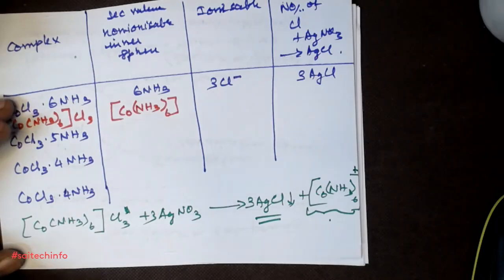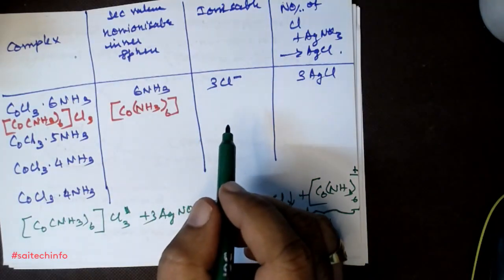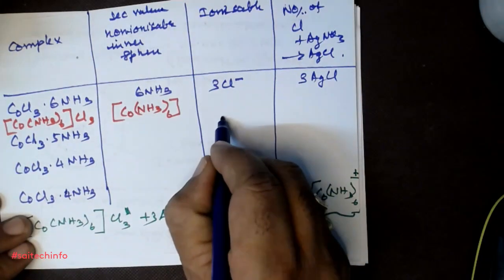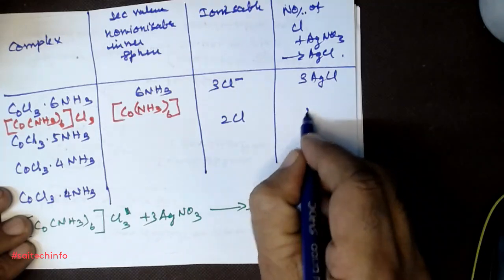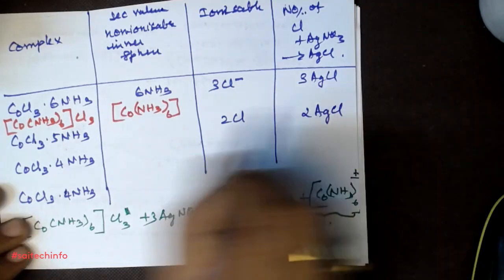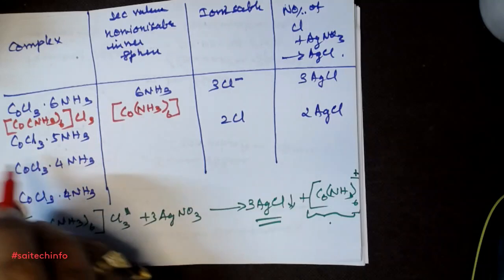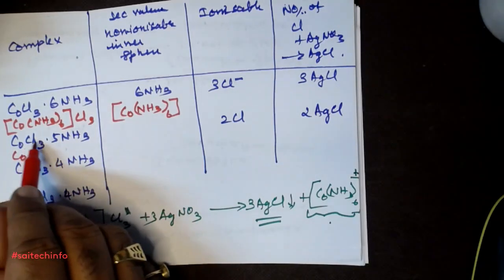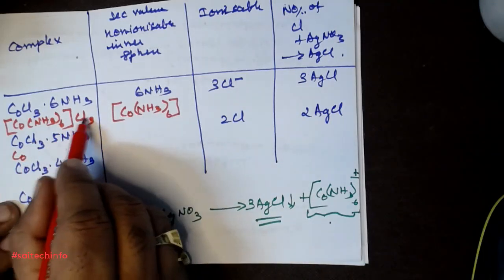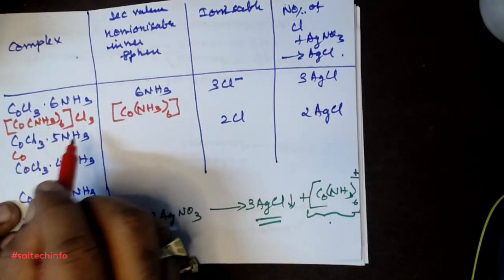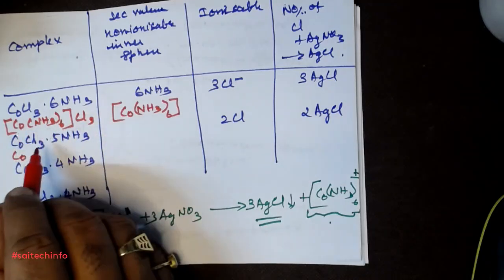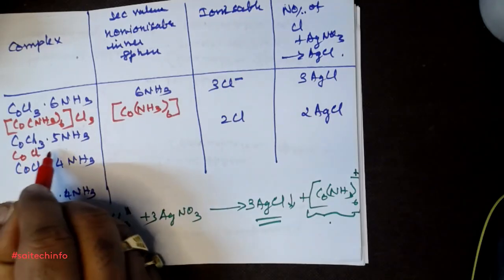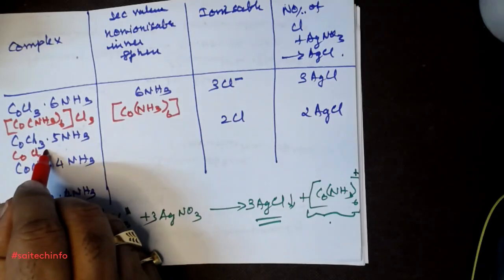Right. Now let me explain this one. In this case, 2Cl is available outside. What does it indicate? You will get 2 AgCl. So in that case, how will the molecule be? Co is there, and here 1 Cl has come inside, replaced by 1 ammonia. So 1 Cl has come inside actually. So Co, Cl, and then 5NH3.